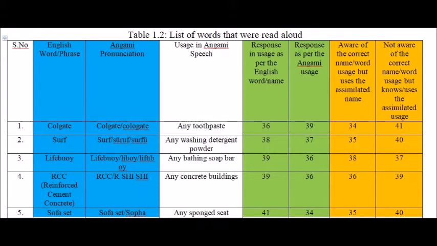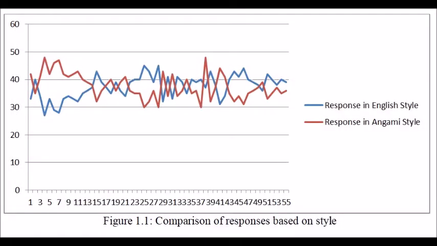The last orange color columns has 2 components. The first column is the list of samples who are aware that they use the assimilated words. But the last column, which is in orange color, is the number of samples who are unaware that they are using assimilated words.